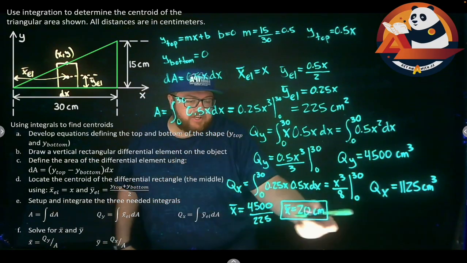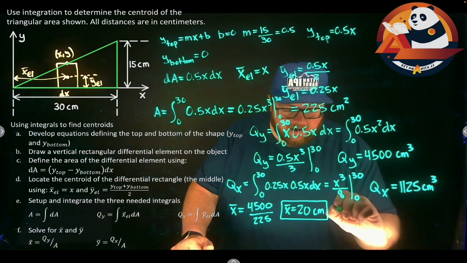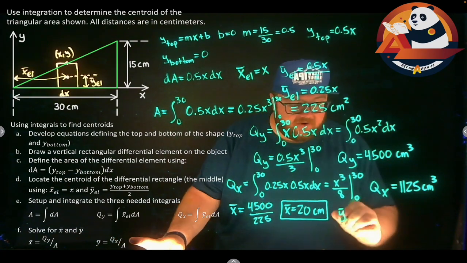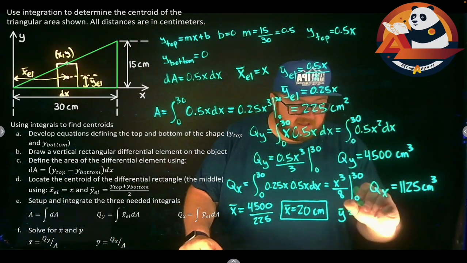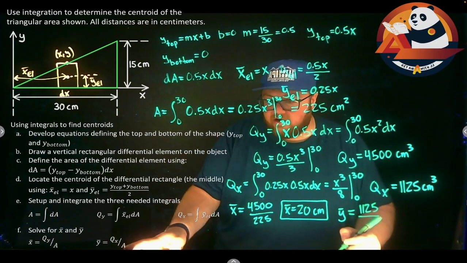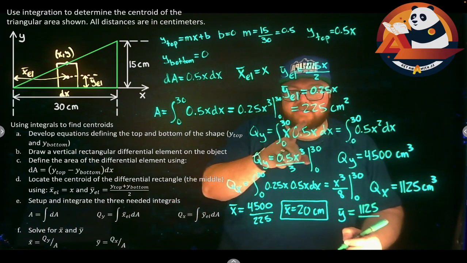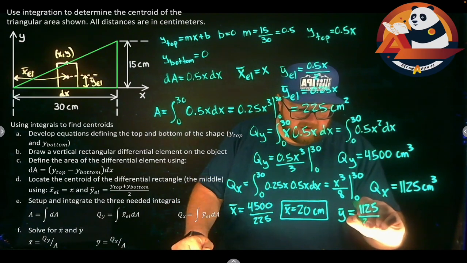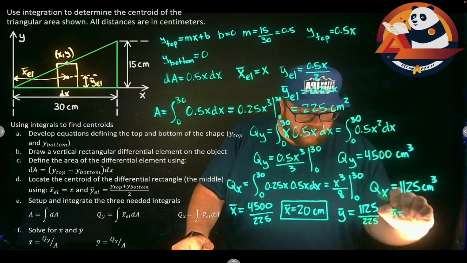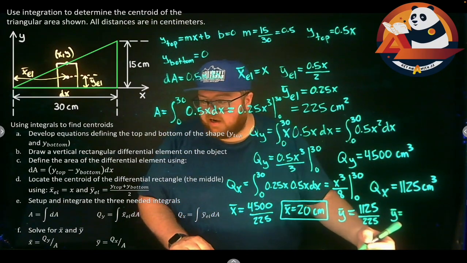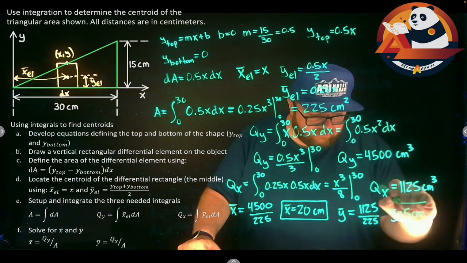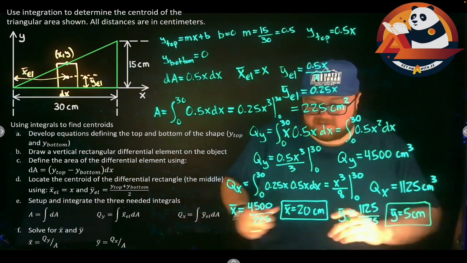And we can repeat that general process for y bar. Our y bar equation is Qx over A. So Qx I know is 1,125, over my area. My area is still 225. So y bar ends up getting us to 5 centimeters, which would be our second answer.